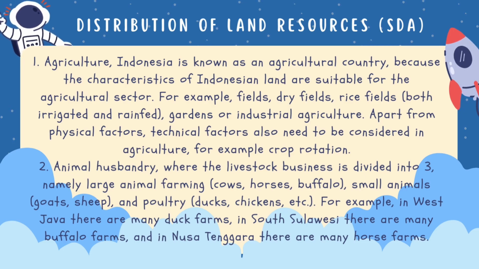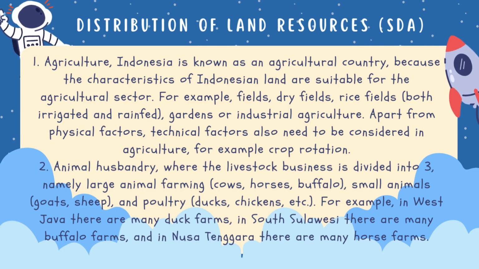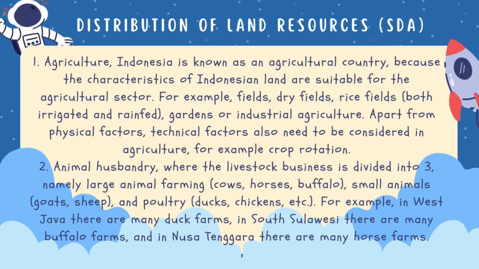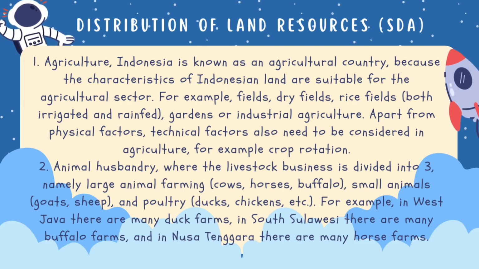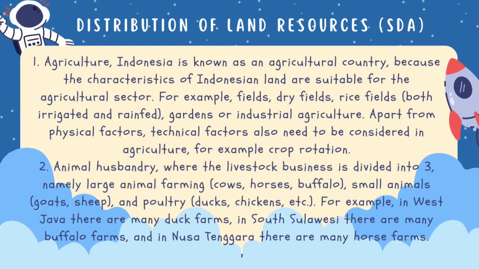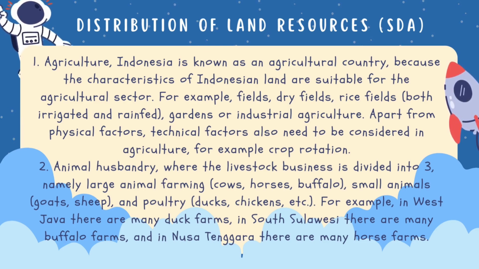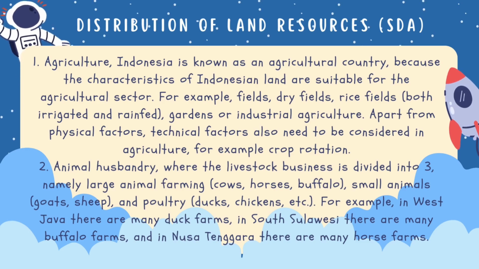Number 2. Animal husbandry, where the livestock business is divided into three, namely large animal farming: cows, horses, buffalo. Small animals: goats, sheep. And poultry: ducks, chickens. For example, in West Java there are many duck farms. In South Sulawesi there are many buffalo farms, and in Nusa Tenggara there are many horse farms.